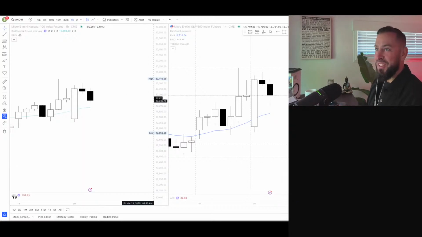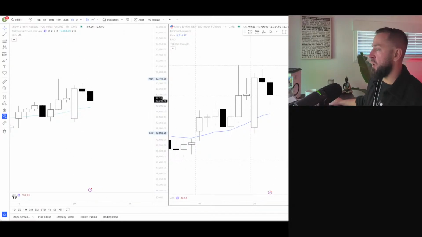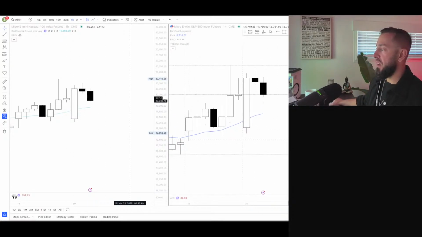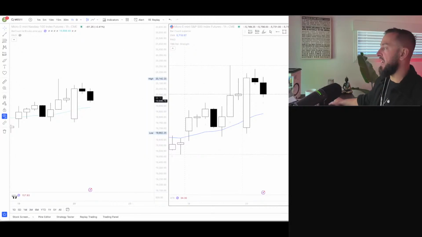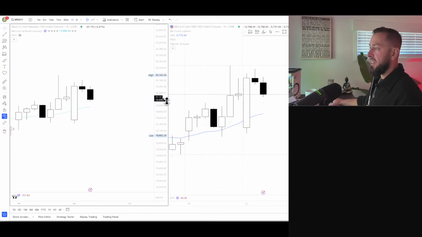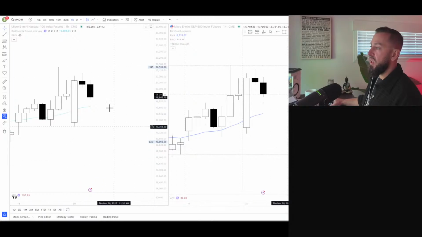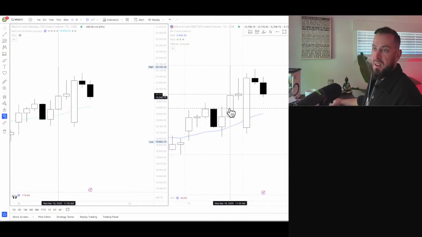Post in the chat right now. Do these look like they are correlated, or do they look like they're not correlated? Do they look like they're in agreement, or do they look like they're not in agreement? Tell me in the comments right now. What do you see? Because I can tell you what I see, but it matters more what you see because I'm here to help you. So correlated, right?